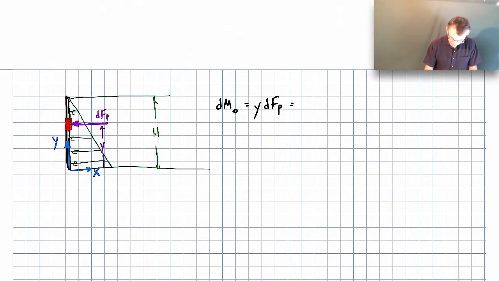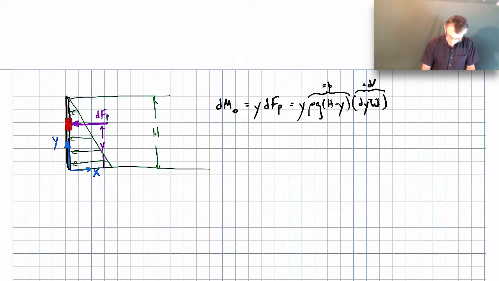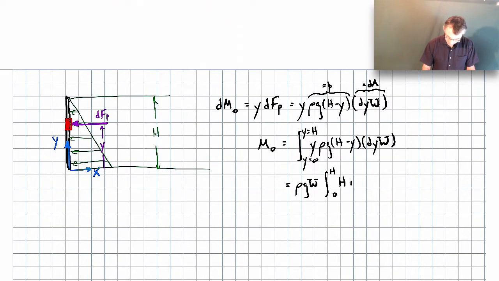But the dfp we already calculated previously would be the pressure at that point, which will be rho g times h minus y. So that's my little bit of pressure, times the area there, which would be dy times w. Remember, I'm not going to put the vectors in here. We know that the moment, just from the picture, is going to be acting in the positive z direction. So that's the little bit of moment about the origin for that little bit of pressure force. And of course, to get the total moment about the origin, I would add up all the little bits of moment as I go from 0 to h. And I can solve that integral, so I can bring the rho g w out. And I'll have hy minus y squared dy all integrated. So let's evaluate that.